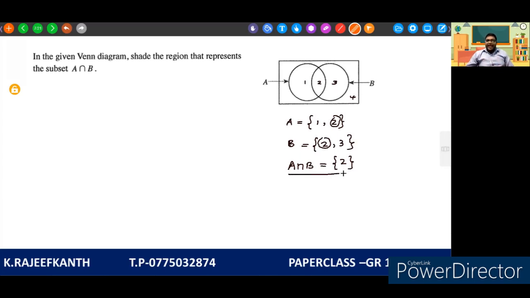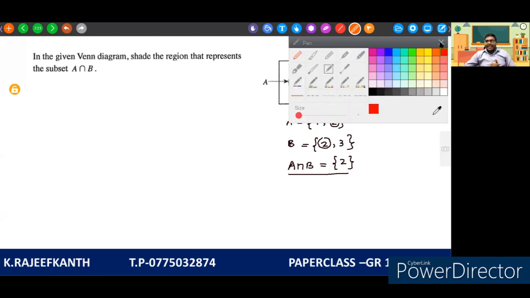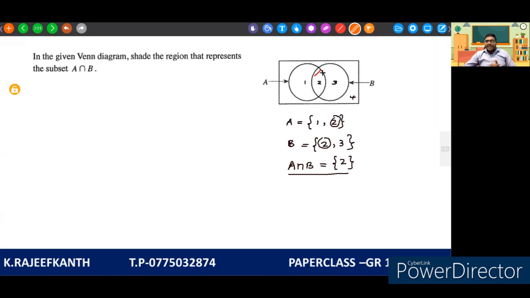Here we have to find A intersection B. That is 2. So we have to color this area. This is the region A intersection B. But here no need to mark these elements in this Venn diagram, so directly you can find it.